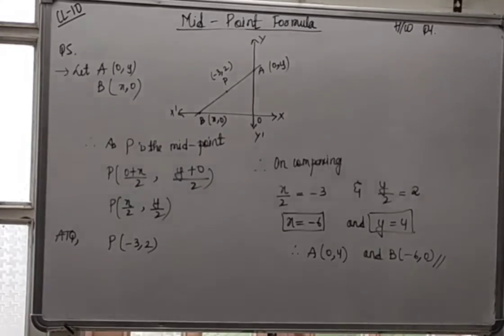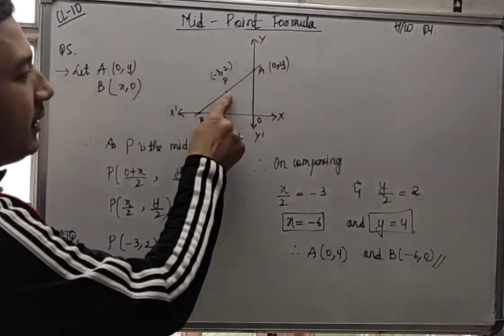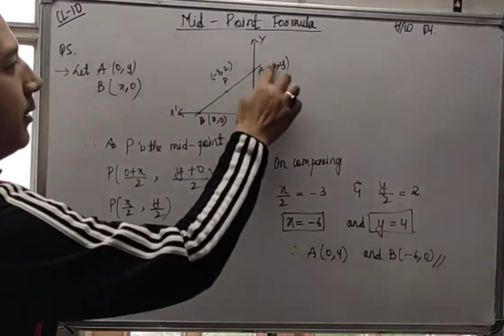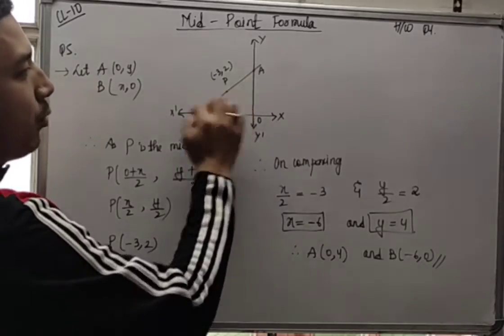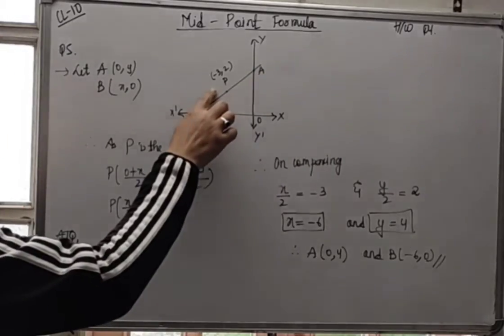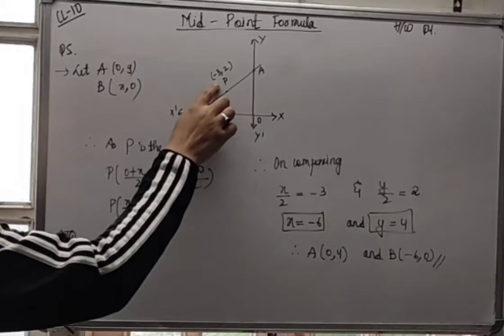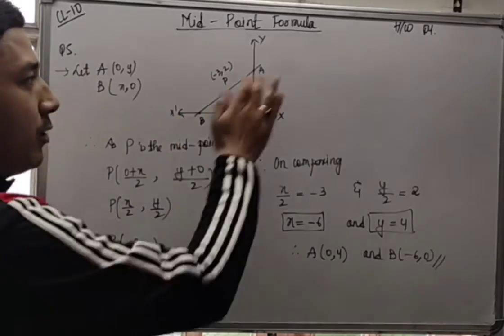All right, boys, let's proceed with question number 5. Your question number 5 says that P is the midpoint of AB. I'm just going to clear this for now and I'll explain. P is the midpoint of AB. Find the coordinates of A and B. The question is telling that P is the midpoint of AB, and we need to find the coordinates of A and B.